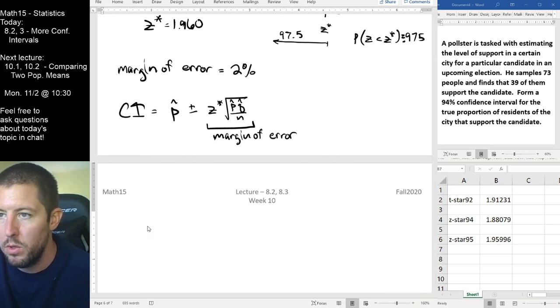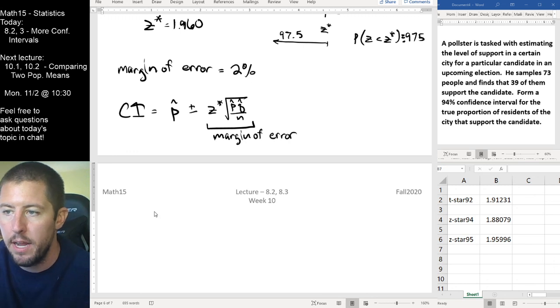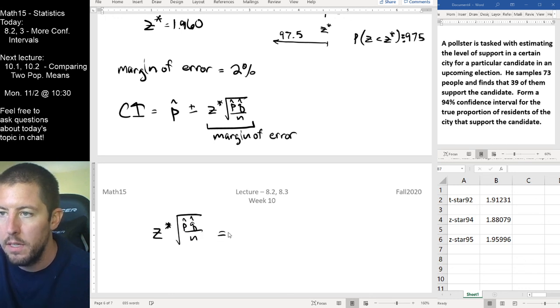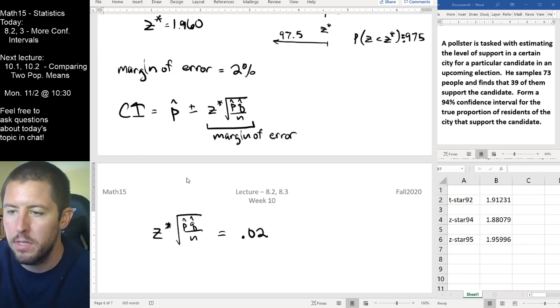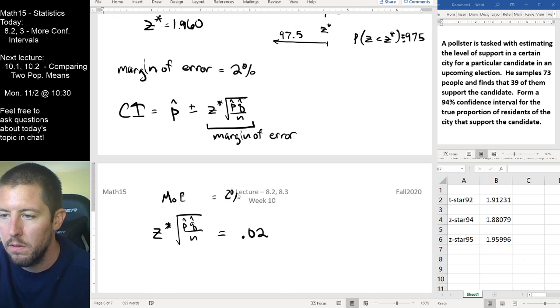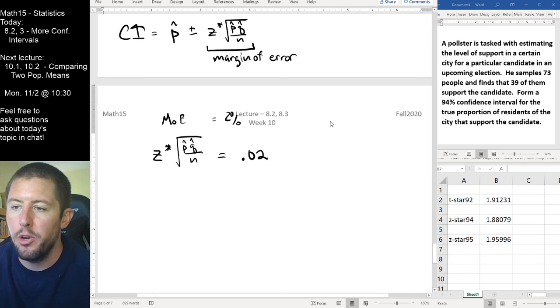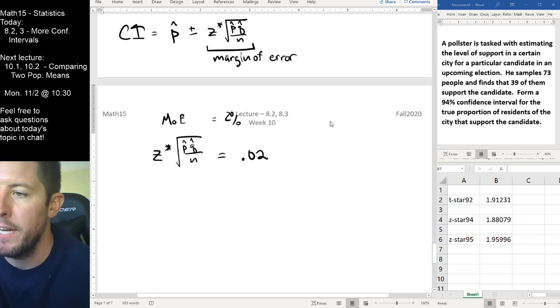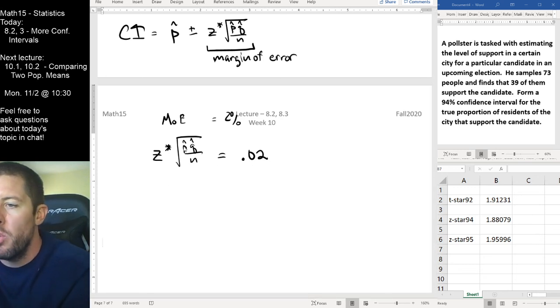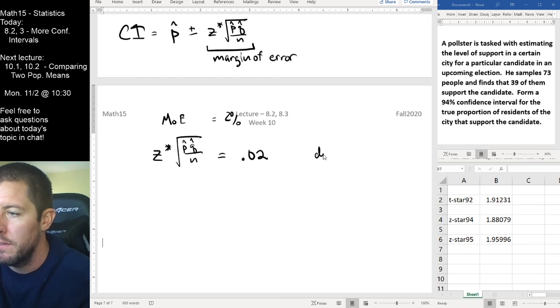To say our margin of error is going to be 2% says to me z star square root p hat q hat over n is equal to 0.02. That says my margin of error is equal to 2%. I've grabbed the margin of error terms. So what am I going to do? I'm trying to solve this for n. And here's my pickle: I don't know p hat or q hat.